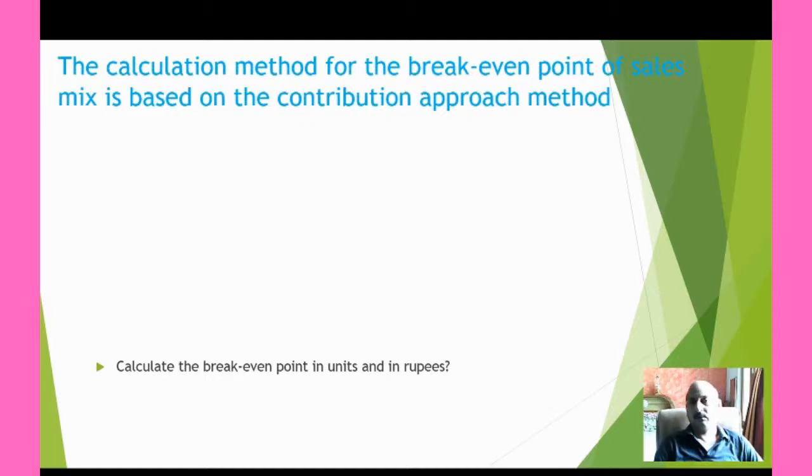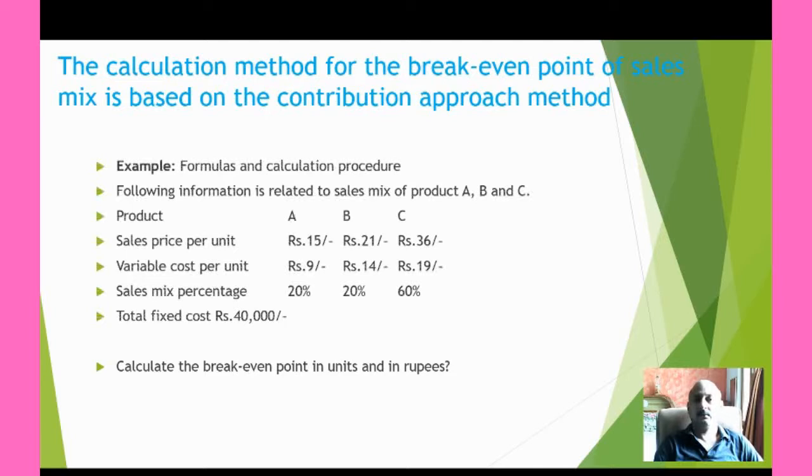The variable cost per unit is rupees 9 for A, rupees 14 for B and rupees 19 for C. Sales mix percentage is 20% for product A, 20% for product B and 60% for product C. Total fixed cost is rupees 40,000 for all products. So the question is: calculate the break even point in units and in rupees.